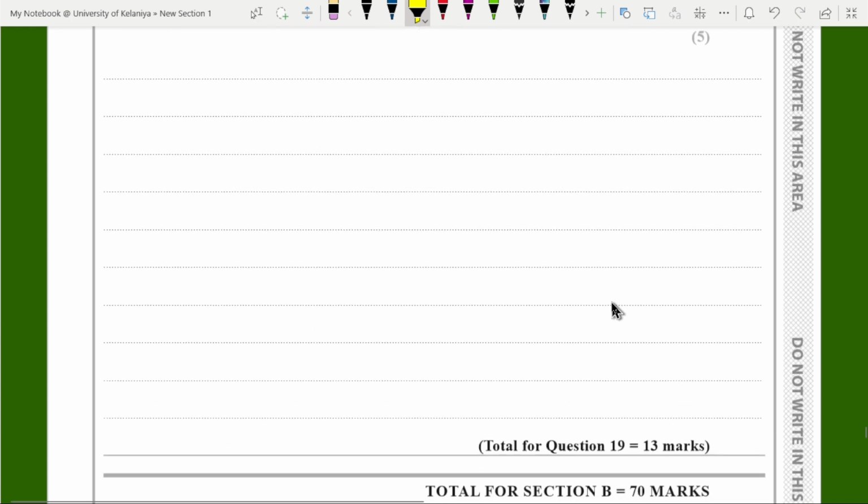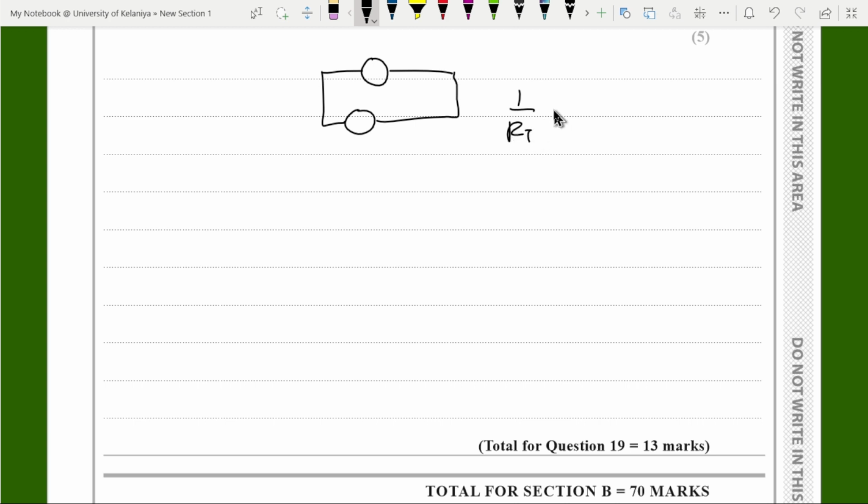So the first thing you have to do here is, if you are connecting these two solar cells in parallel to each other, then what will happen? You have to calculate the equivalent resistance in this case. So 1 over R_E is equal to 1 over R1 plus 1 over R2, which is 1 over 0.8 ohms plus 1 over 0.8 ohms. If you calculate this, you will get R_E equal to 0.40 ohms.